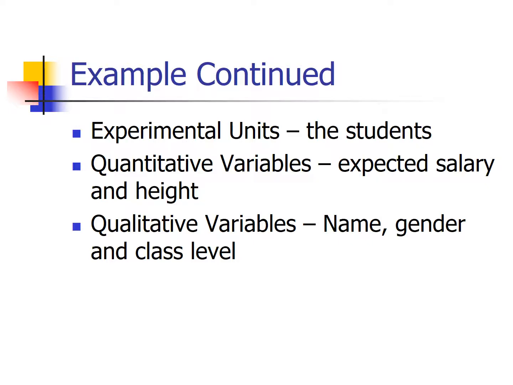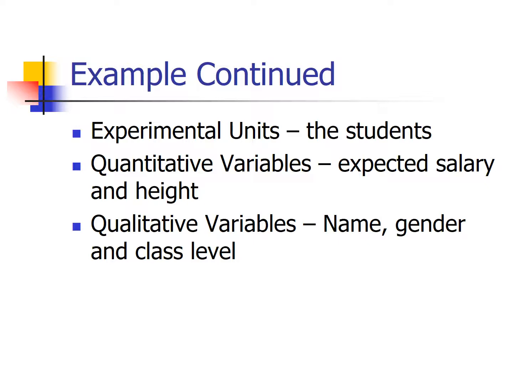Now, a little trick is sometimes it's easier to do this backwards. That is, it's almost easier to start with the variables. What were the variables? The variables were expected salary, height, name, gender, and class level. Let's take a moment and put them in their appropriate categories. Expected salary, how much money you're making. That's units, right? Units of dollars, and it's also a number. It's a quantity, so it's a quantitative variable.